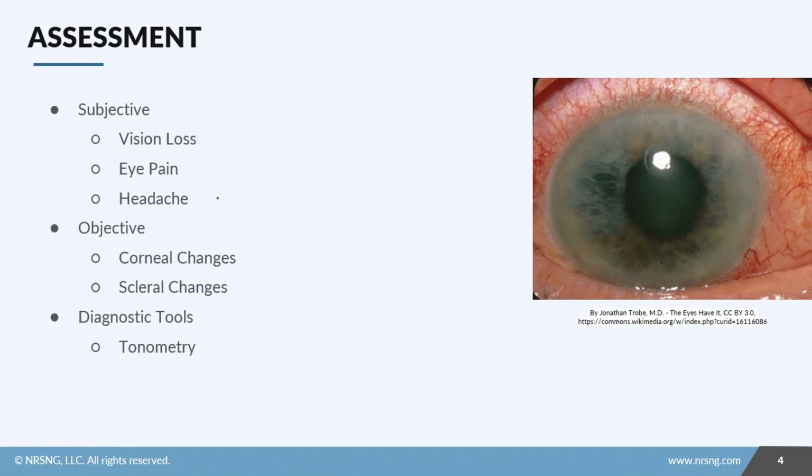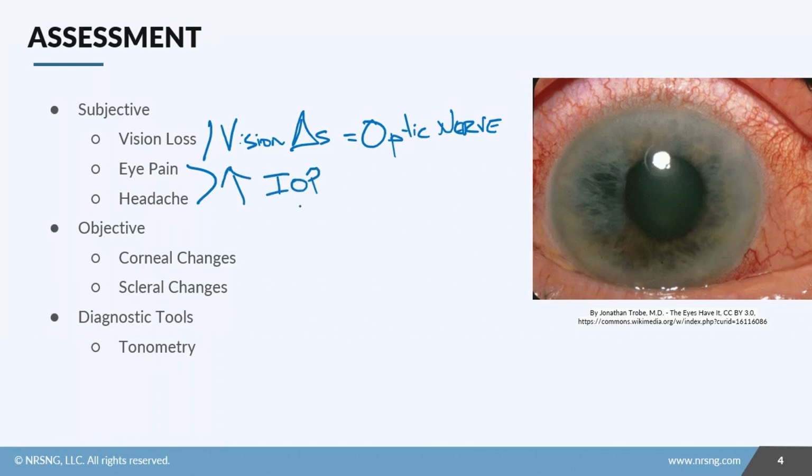Now we're going to take a look at some assessment findings. Things that your patient will talk about are vision loss or vision changes. This is because there has been damage to the optic nerve. They may also complain of eye pain or headaches. This is because there's an increase in the intraocular pressure. Things that you'll see as your nurse are corneal changes like a hazy or cloudy cornea, or some scleral changes where the whites of the eye actually look bloodshot.